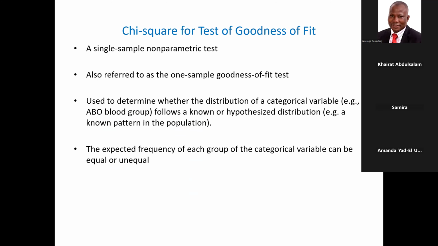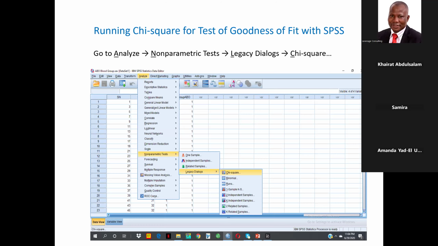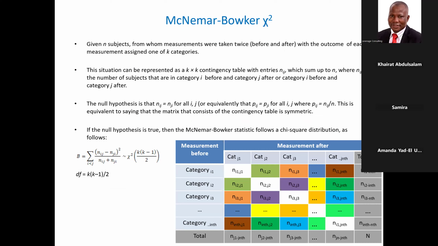I can see some new people are just joining, but I don't think there are any questions now because we have discussed a lot. So we want to quickly wrap up the chi-square with a discussion on McNemar-Bowker chi-square.